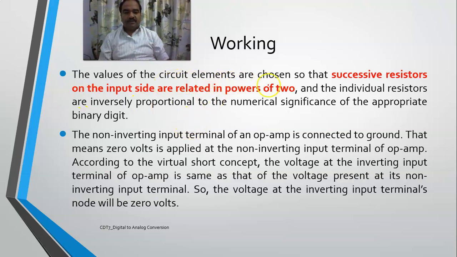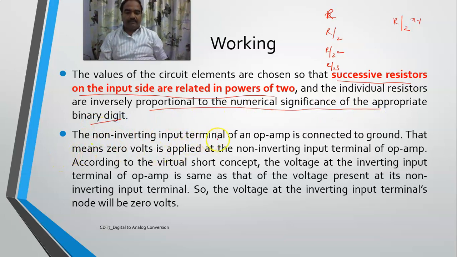The values of the circuit elements are chosen such that successive resistors on the input side are related in powers of 2. That is what we have seen. The first one is R, the next one is R by 2, the next is R by 2 square, next is R by 2 cube, and if there are n bits, it will be R by 2 to the power of n minus 1. So the individual resistors are inversely proportional to the numerical significance of the appropriate binary bits.